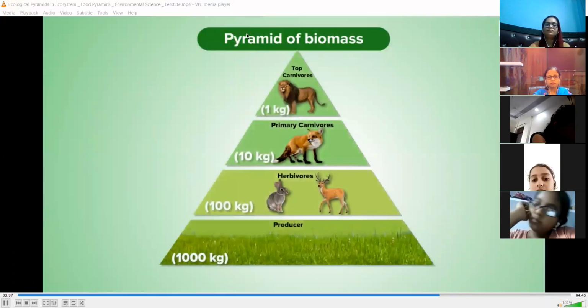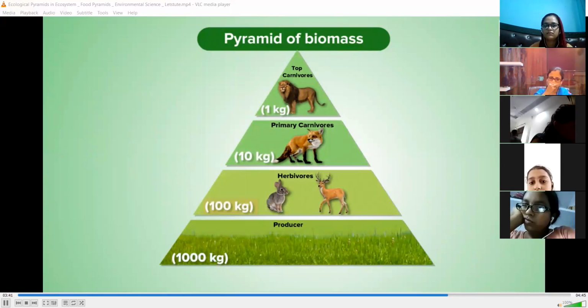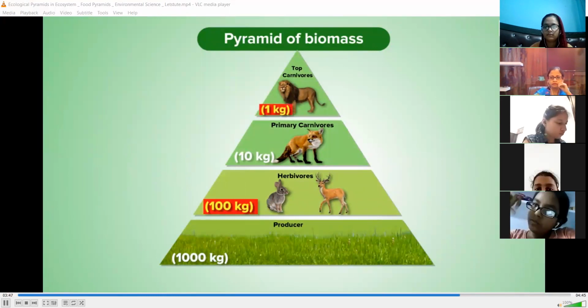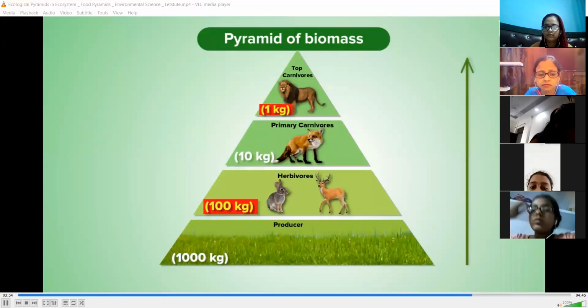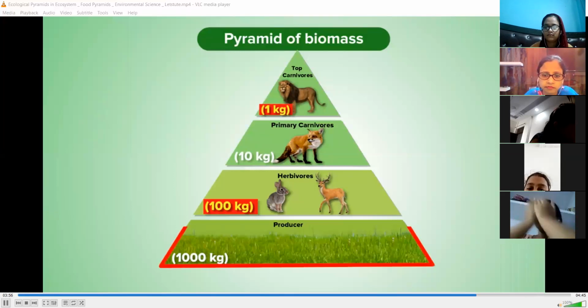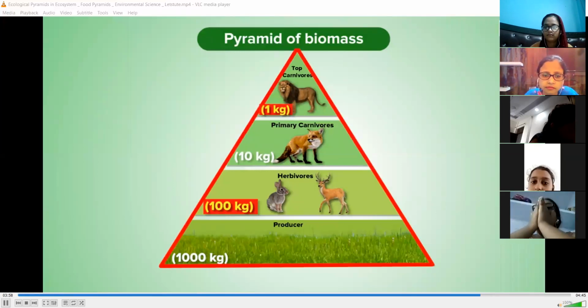Let's understand this further. The total biomass of grass eaten by a herbivore is more as compared to the amount of flesh eaten by the secondary consumer or carnivore when it eats that herbivore. This indicates that the pyramid of biomass can be upright. It gradually reduces with each trophic level.